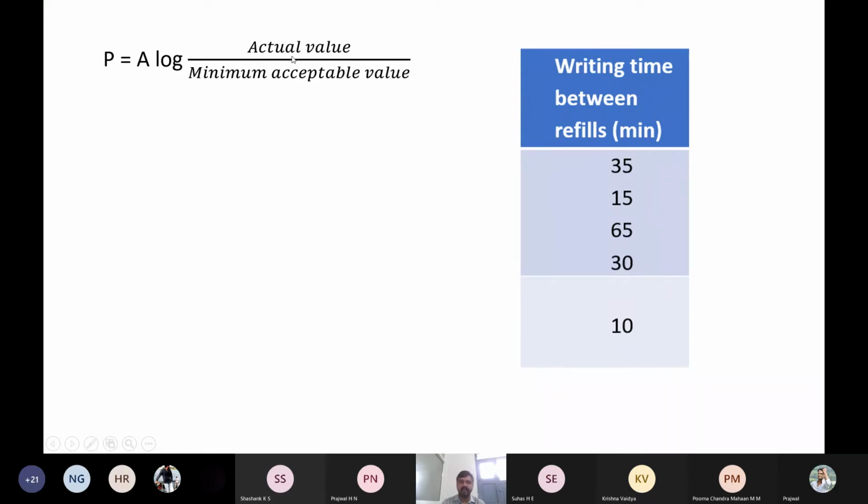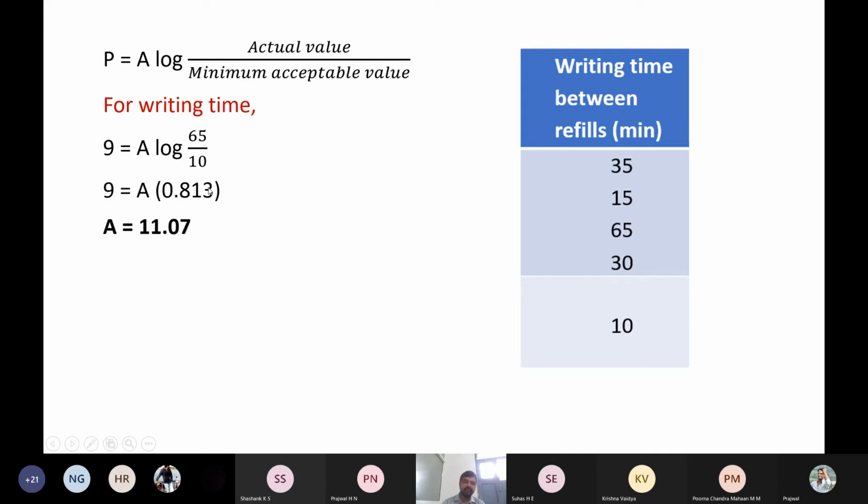A, we have to find out. The actual value is 65, and the minimum acceptable value is 10. Okay, so these values are substituted. For C we can assign 9, that is P is equal to 9. Next, to find A, the actual value is 65, the minimum acceptable value is 10. So next you can find the value of A. You will get 11.07.